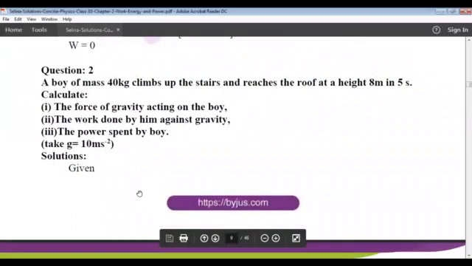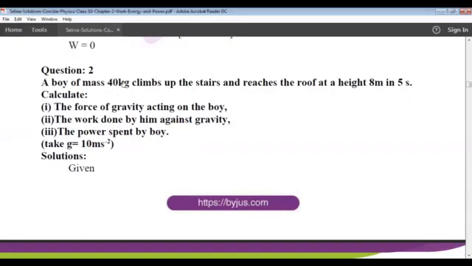Second numerical: a boy of mass 40 kg climbs up the stairs and reaches the roof at a height of 8 meter in 5 seconds. We need to calculate the force of gravity acting on the body, the work done by him against the gravity, and the power spent by the boy.